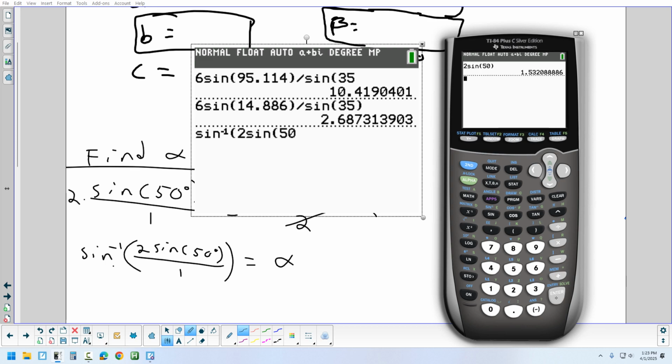2 sine 50 came out to how much? It came out to 1.5. If you draw a sine wave and you put a line at that number, which I think was about 1.5, where does the line cross the wave?